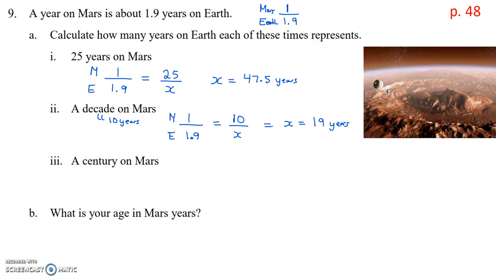And then number 3, a century on Mars. Century is equal to 100 years. So for every 1 year on Mars, that is 1.9 years on Earth, is equal to, for every 100 years on Mars, how many years is that on Earth? And now we take 1.9 times 100. And that's going to give us 190 years.